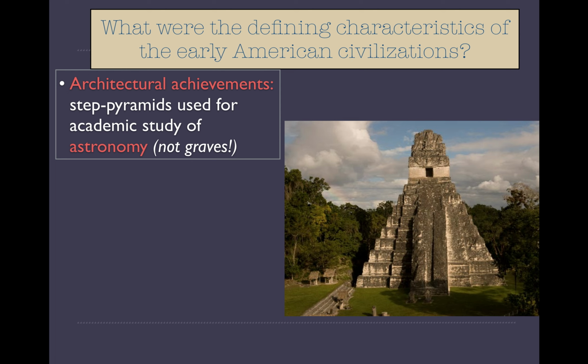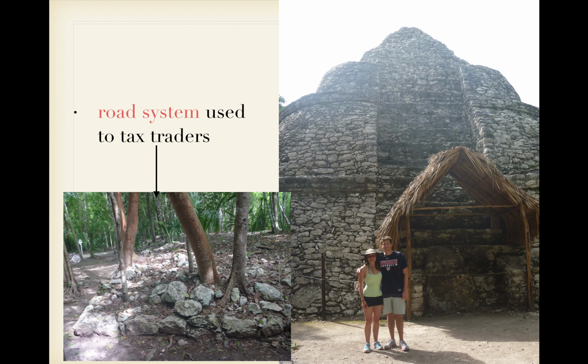Some of their architectural achievements, they created step pyramids. Now that sounds similar to the ancient Egyptians if you ever studied them. However, the ancient Egyptians used their pyramids as graves, whereas the Maya used them as sources of astronomical study. So they would use these to study the stars and the moon, and hence why they had then the achievements with the calendar.